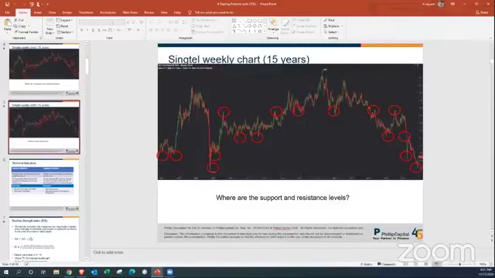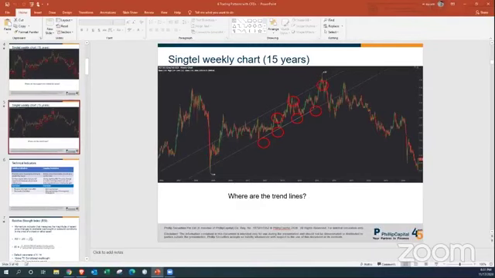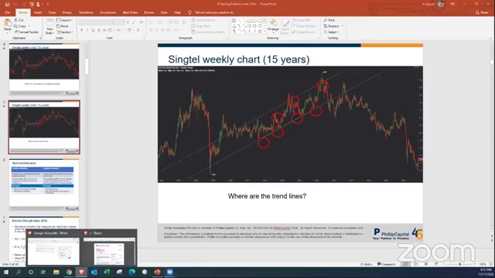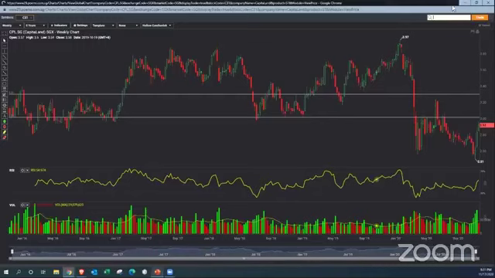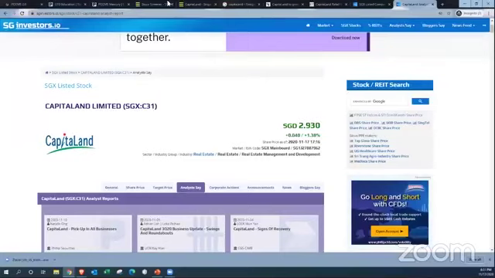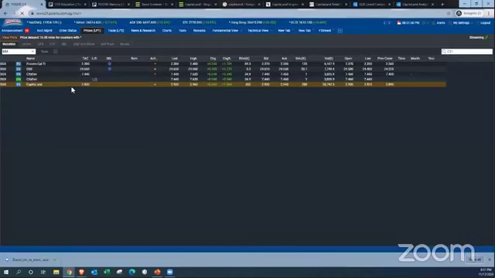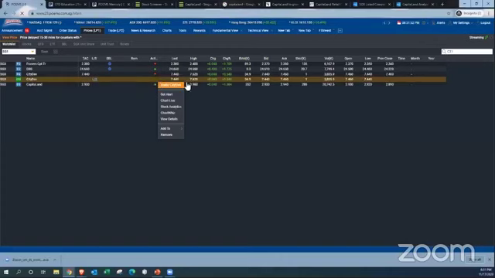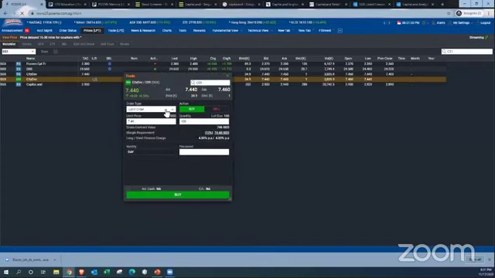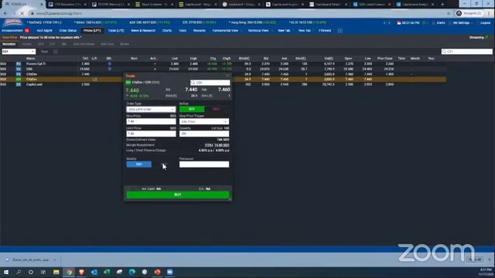Okay, let me go. Someone asked why there's no GTD order for stop limit orders. That's why let me go back to the platform again. That's why I just now talked about CFD, because you can see the stop limit orders there.